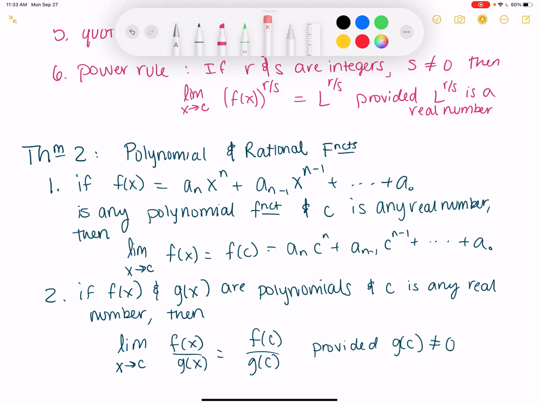So in the first limit, f of x equal to f of c, is that equal or minus? Equal. Ah, well now it's a minus. There we go.